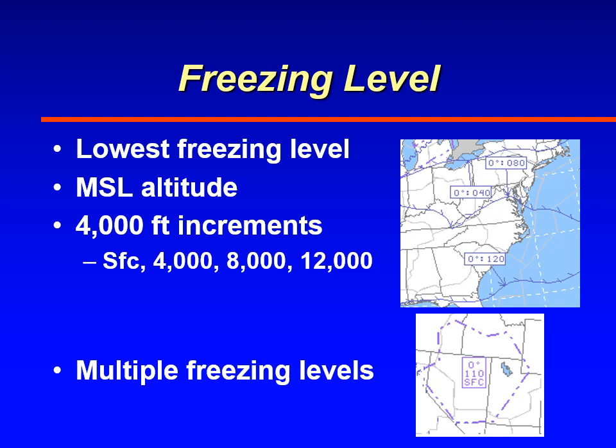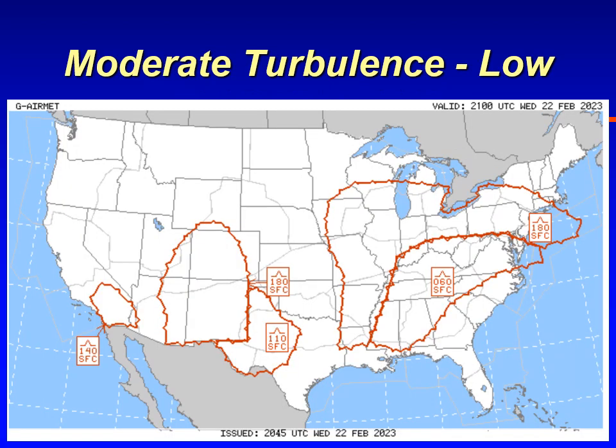And then also, if there are multiple freezing levels above a location, they will highlight those areas and they'll tell you the altitudes of the multiple freezing levels. For example, in the graphic that you see here, they're telling you that there's multiple freezing levels from the surface to 11,000 feet. Here's an example from the Aviation Weather Center, a G-Airmet for turbulence at low altitudes.